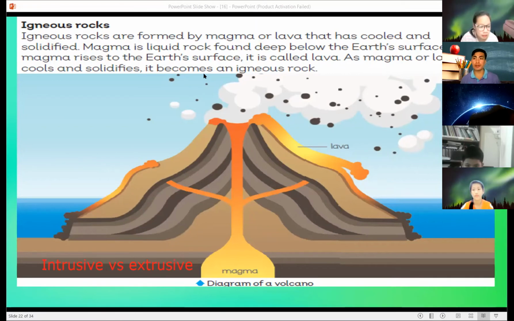Okay, good. Perfect. So can you tell us the examples, or can you still remember what are the examples of igneous rocks? Granite, pumice, obsidian, and basalt. Thank you very much, Nataya.